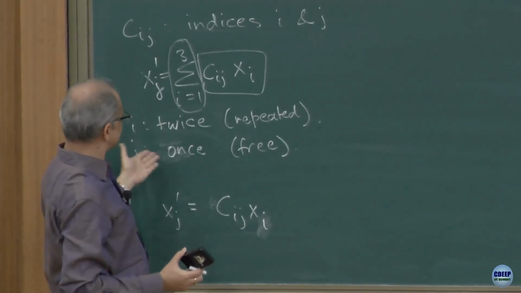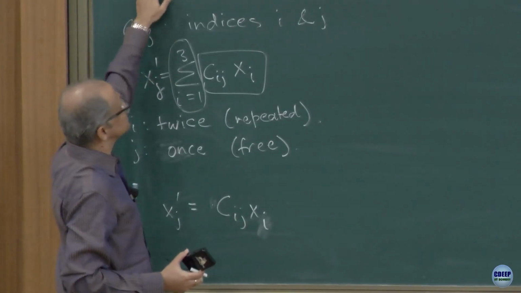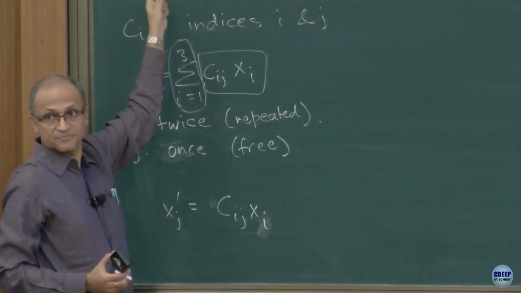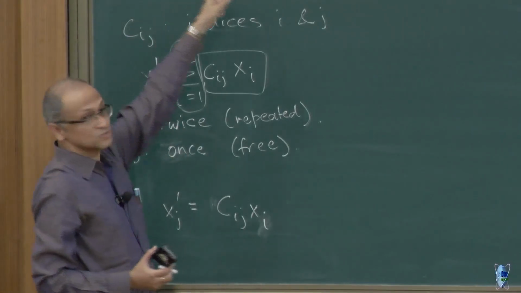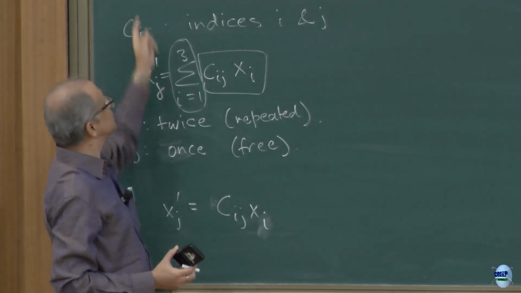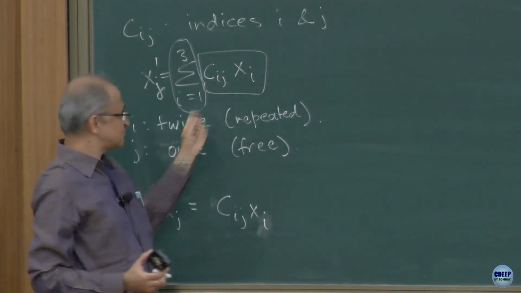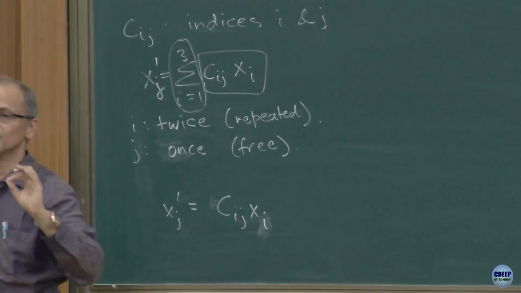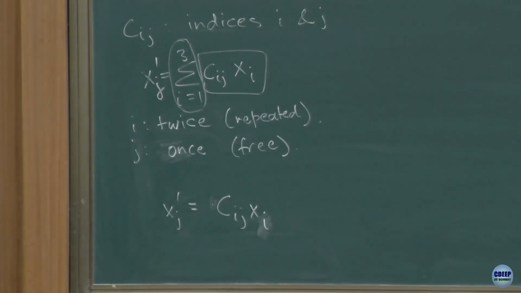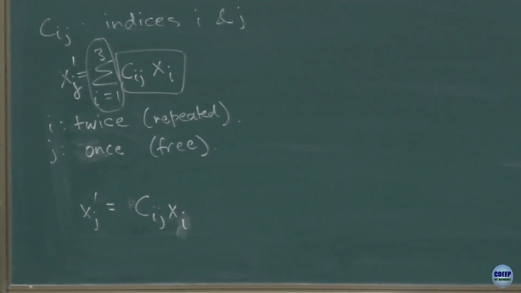And what is j doing, by the way? j is just generating these 3 equations. If I take j equal to 1, I will get the first equation. If I take j equal to 2, I will get the second equation. And if I take j equal to 3, I will get the third equation. So j is giving me how many such equations there are, and it's a free index.